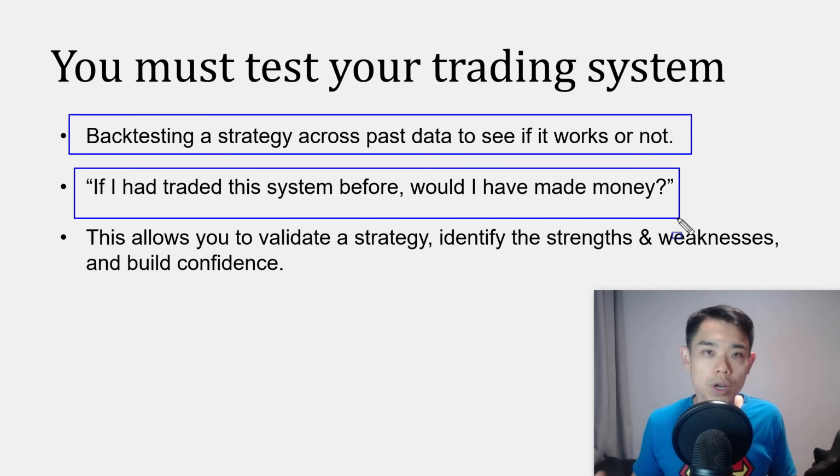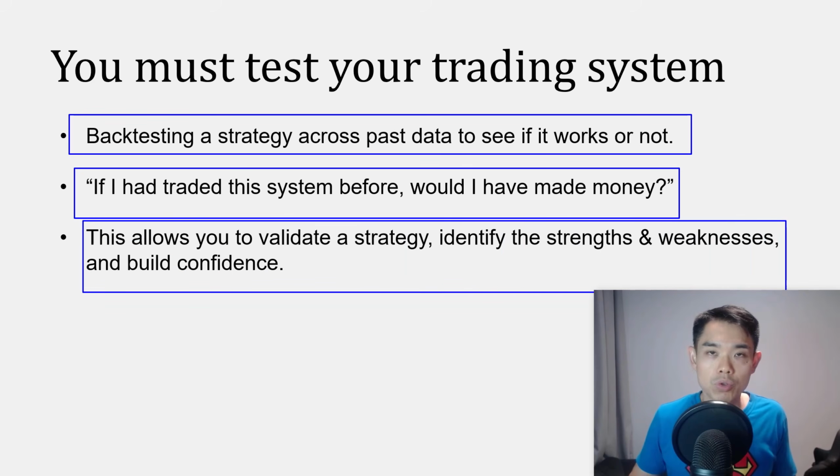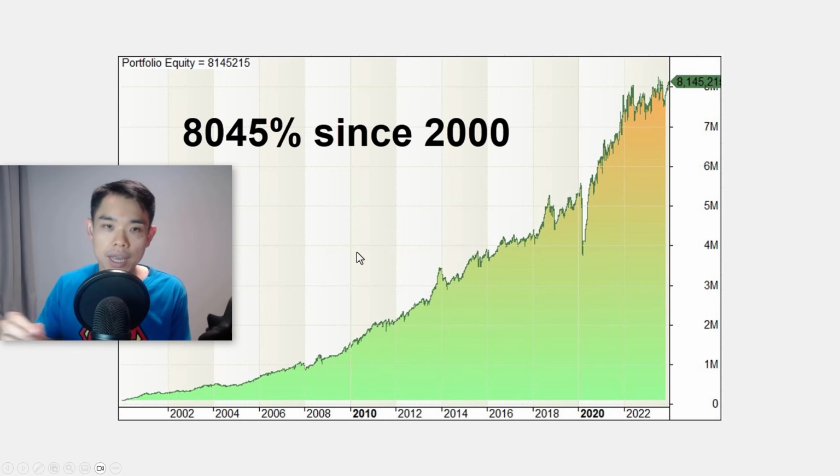The reason you want to do this is because it allows you to validate your strategy, to help you identify the strengths and weaknesses of the strategy, and to build confidence. Let me prove it to you. Have a look at this equity curve over here. Imagine I told you, imagine your name is Rayner: Hey Rayner, I've just developed this trading system, and this is the equity curve of the backtest results over the last 24, 25 years. Since 2000, it has made about 8,000% return, about an average of an 18-19% annual return.